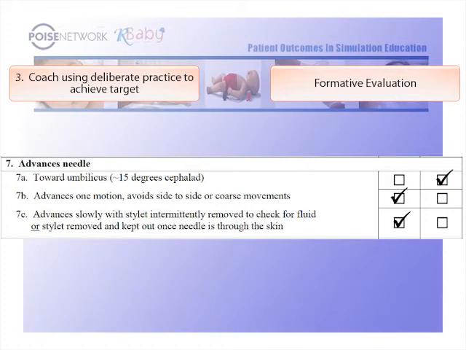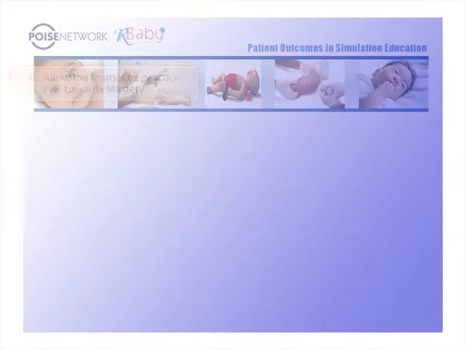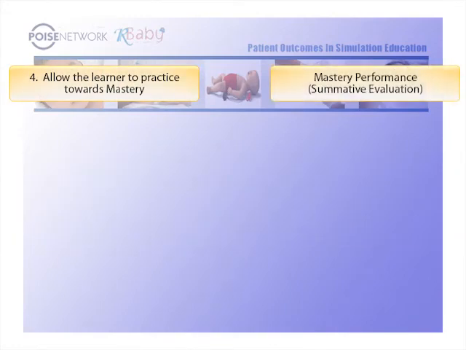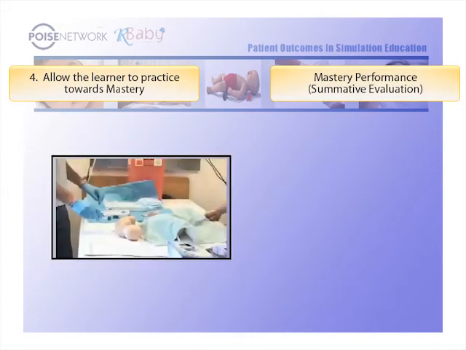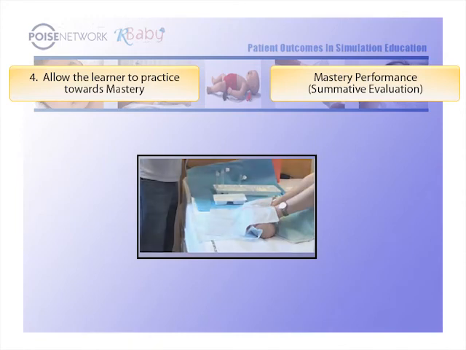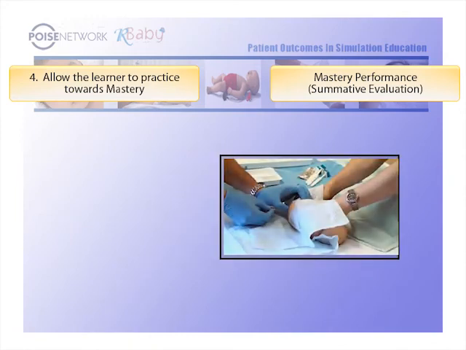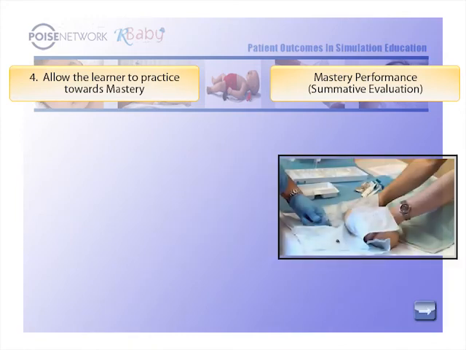Then the learner should practice performing the component, the LP needle insertion, independently. The learner should now have mastery of this component. Each component done incorrectly, omitted, or required help should repeat this cycle. Once all components have been addressed, it is now time for the summative evaluation. The learner should then demonstrate the entire LP procedure from start to finish independently without assistance.